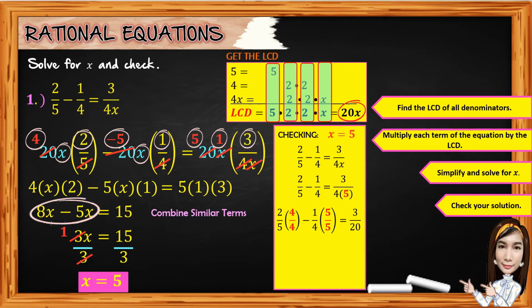So by multiplying numerator times numerator, 2 times 4 is equal to 8. Denominator times denominator, 5 times 4 is equal to 20. Negative 1 times 5 is equal to negative 5, and 4 times 5 is equal to 20.